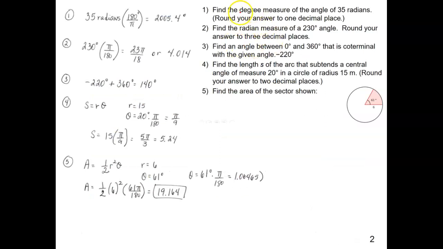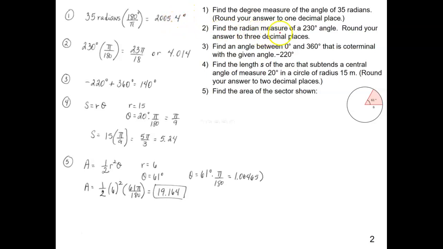Okay, on the first one, find the degree measure of the angle of 35 radians. So if we're starting with radians, we want to multiply by 180 over pi. And when we do that and multiply that out, we're going to get 2005.4 degrees.